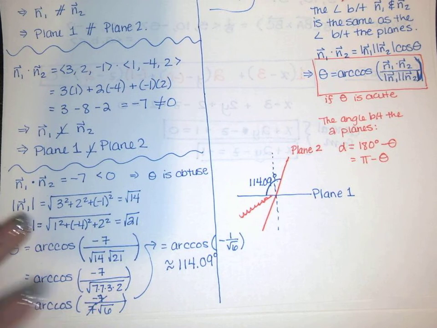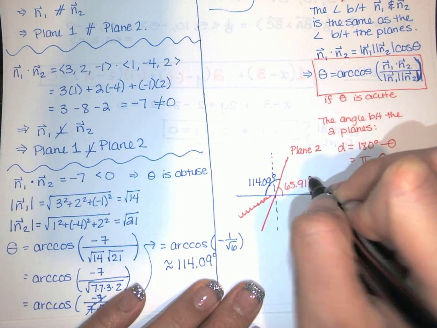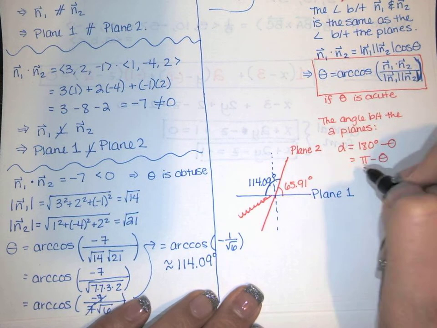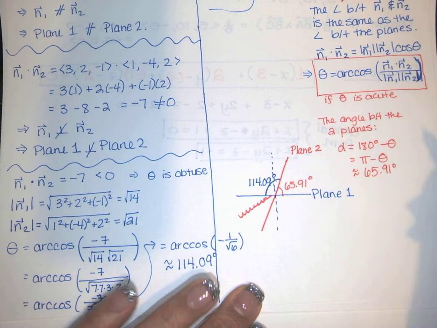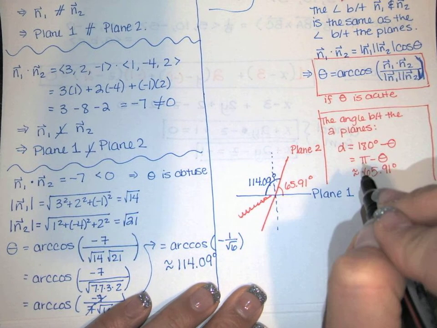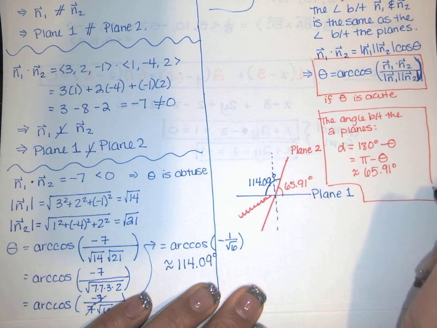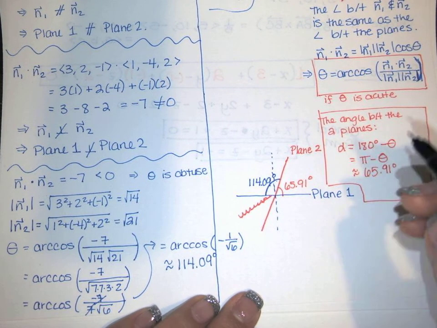So I think I'm going to stay in degrees because it's easier for me to think about. If I take that 180 degrees and subtract the 114.09, that's going to give me this angle right here, 65.91 degrees. That's approximate. So this is your formula for the angle between two planes, when the angle between the normal vectors is obtuse.